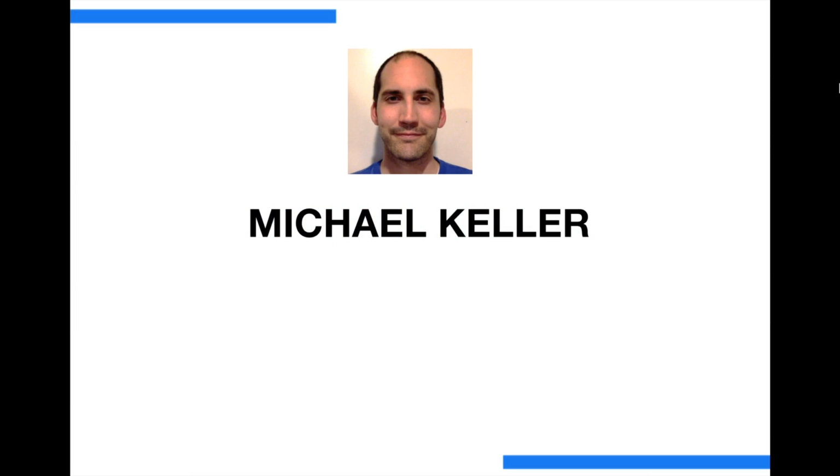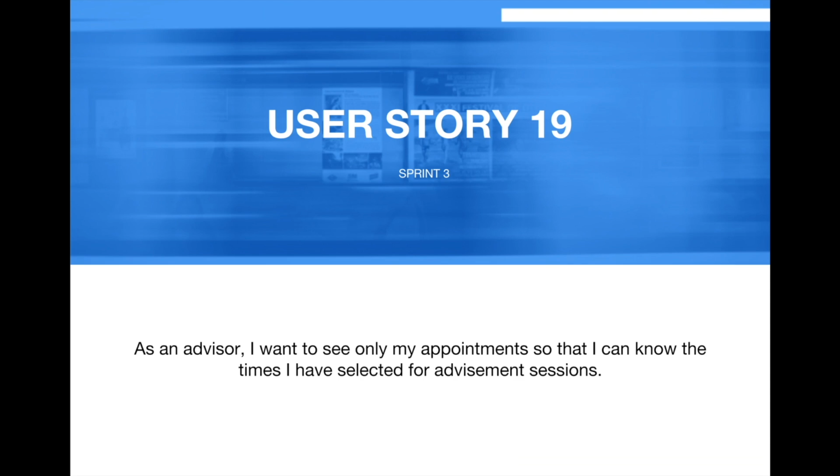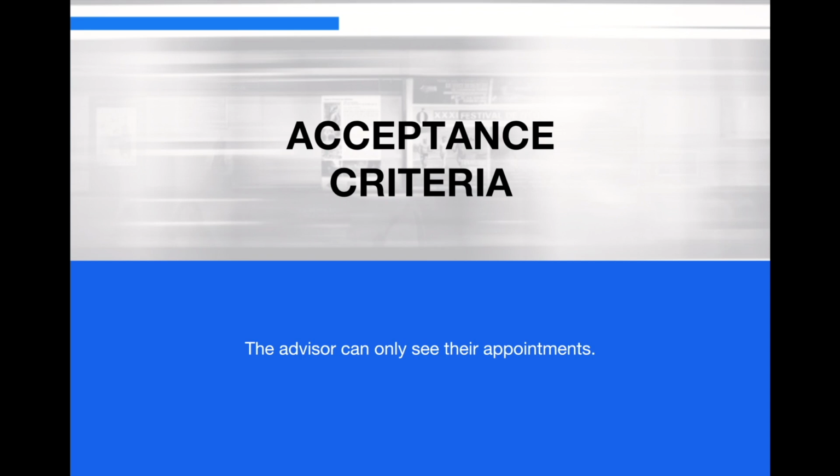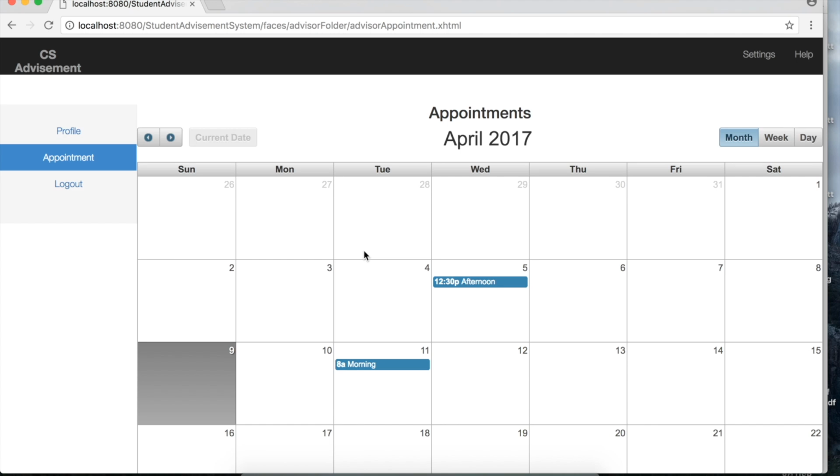This is Michael Keller for Sprint 3. As an advisor, I want to see only my appointments so that I can know the times I have selected for advisement sessions. The advisor can only see their appointments. As you can see, there's only 2 appointments on this advisor's appointment page. I have selected those times for students to come and see them.